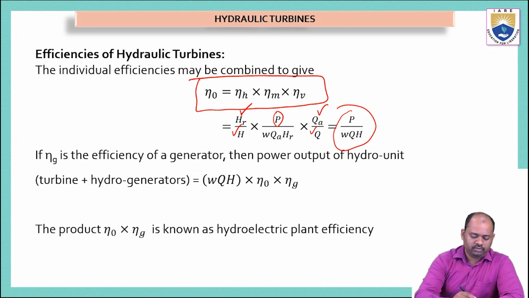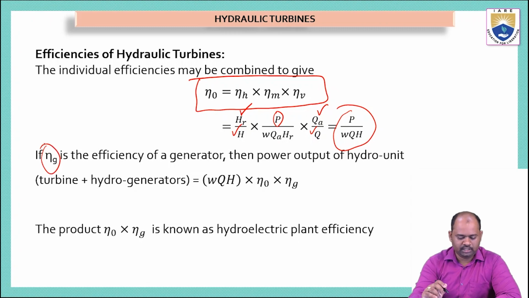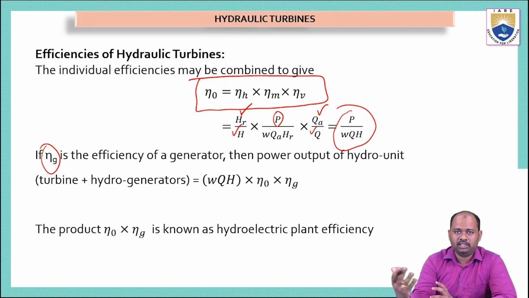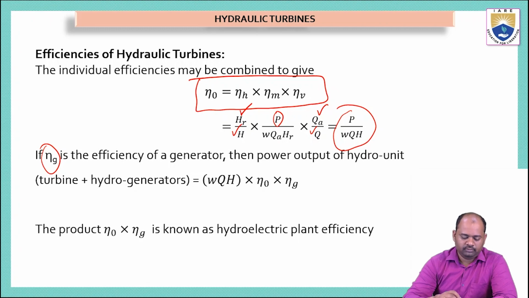Okay. Now, if eta G is the efficiency of a generator, then the power output of the hydro unit can also be calculated by using this formula. So far we were discussing the water power and the turbine power or the shaft power. We are not studying the generator. We will study only up to the shaft. Now, we have a formula which also takes the generator efficiency into consideration, so that we consider the entire machine for producing electricity.